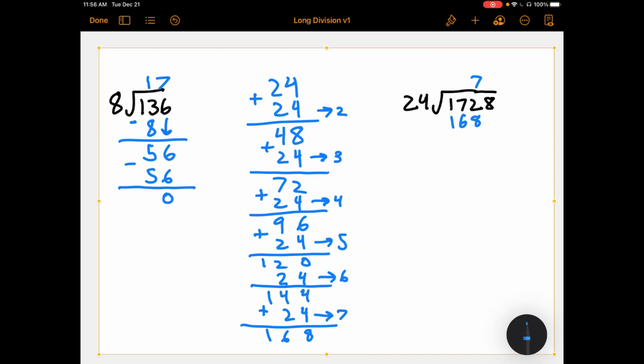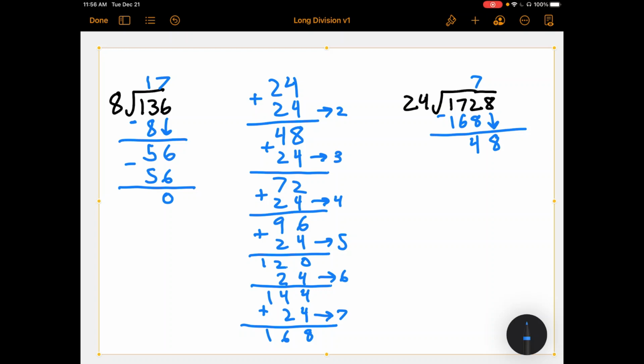And now we're going to subtract. 172 minus 168. We're not going to worry about the 8 on the end of the original equation because we didn't do anything with it. So the 172 minus 168, that's going to give us 4. And then we're going to carry down the 8 because we did not do anything with it. Now, we start over from the top.